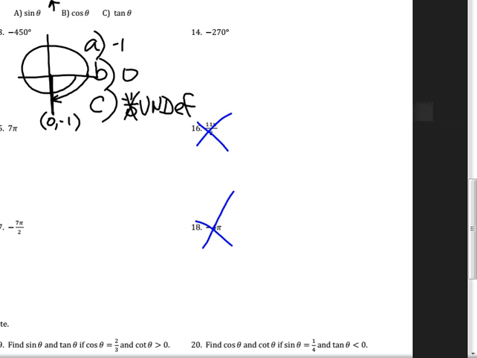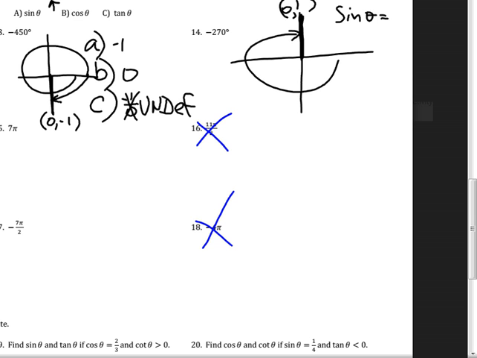Negative 270 is exactly in the same spot. No, wait, it's not. Sorry. Negative 270. It's up here. And that's at the spot what, comma, what? Somebody, come on. 0, 1. Good. Then sine of it is the y, which is 1. Cosine of it is the x, which is 0. And the tangent of it is y over x, which is 1 over 0. Again, an area where we have a problem. Tangent is undefined there.